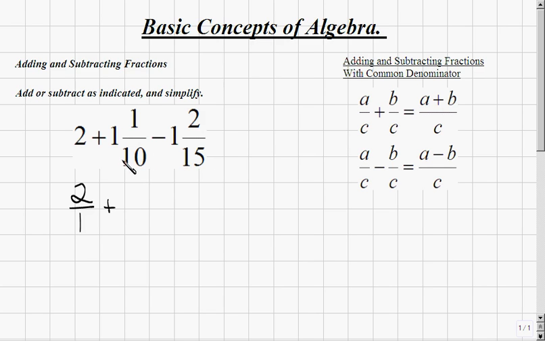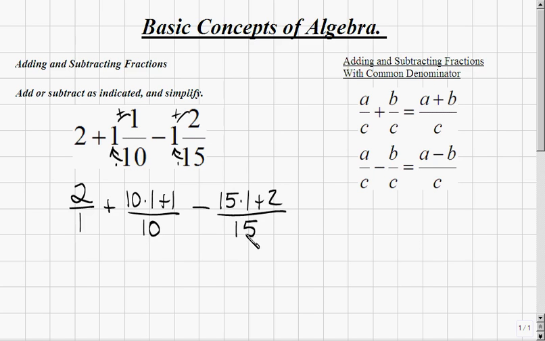To do this, we'll multiply the denominator by the whole part and then add the numerator written over the denominator. This will become 10 times 1 plus 1, all over the denominator of 10. Minus, and similarly we'll multiply 15 times 1 and then add 2 over the denominator of 15. So this will become 15 times 1 plus 2, all over the denominator of 15.